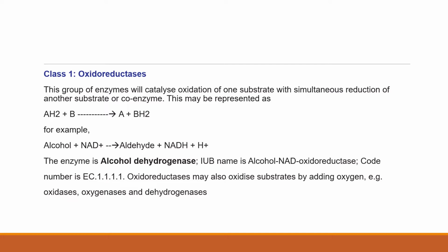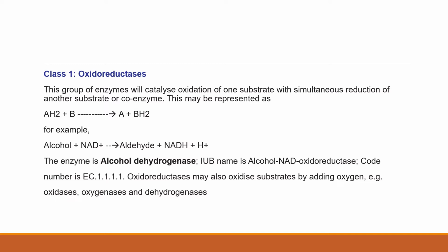A specific example: alcohol plus NAD, oxidized NAD, forms aldehyde plus NADH, which is reduced NAD, plus free hydrogen. The enzyme that is used to convert alcohol to aldehyde is called alcohol dehydrogenase. Its IUB name is alcohol NAD oxidoreductase, and the code number is EC 1.1.1.1. Of course, you are not required to remember all of them, just maybe some examples.